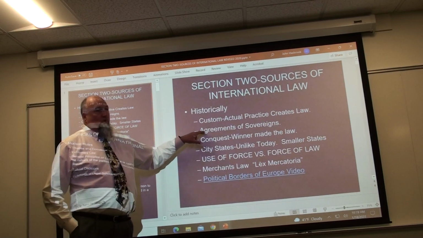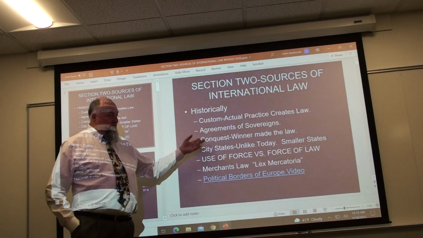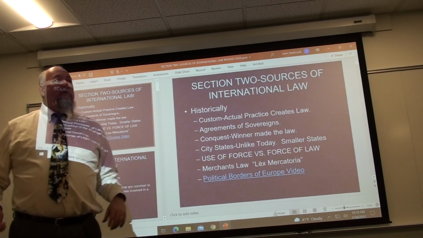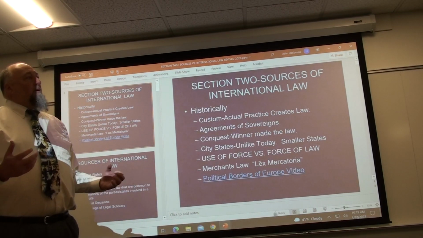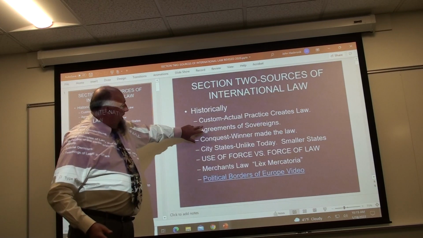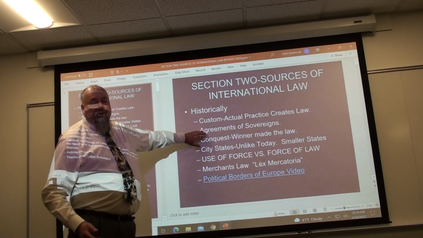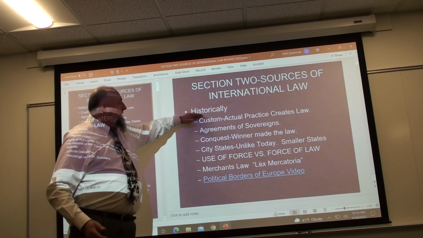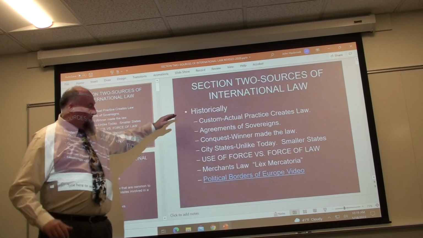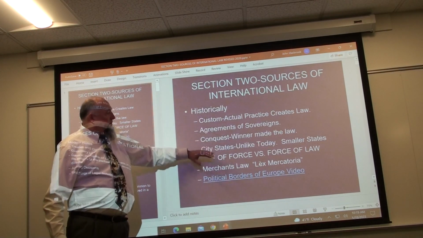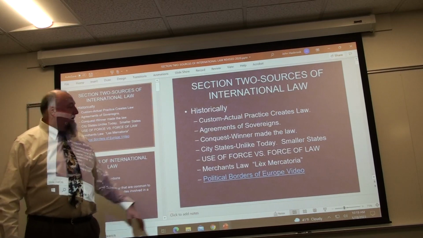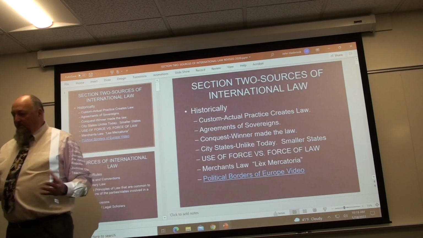The next source, of course, is agreements of sovereigns. Agreements over time change, although nowadays agreements of sovereigns probably are number one rather than custom. And I'll show you what I mean in a moment. And then historically there's conquest, city-states, use of force versus force of law, merchants' law, etc. We've talked all about that.